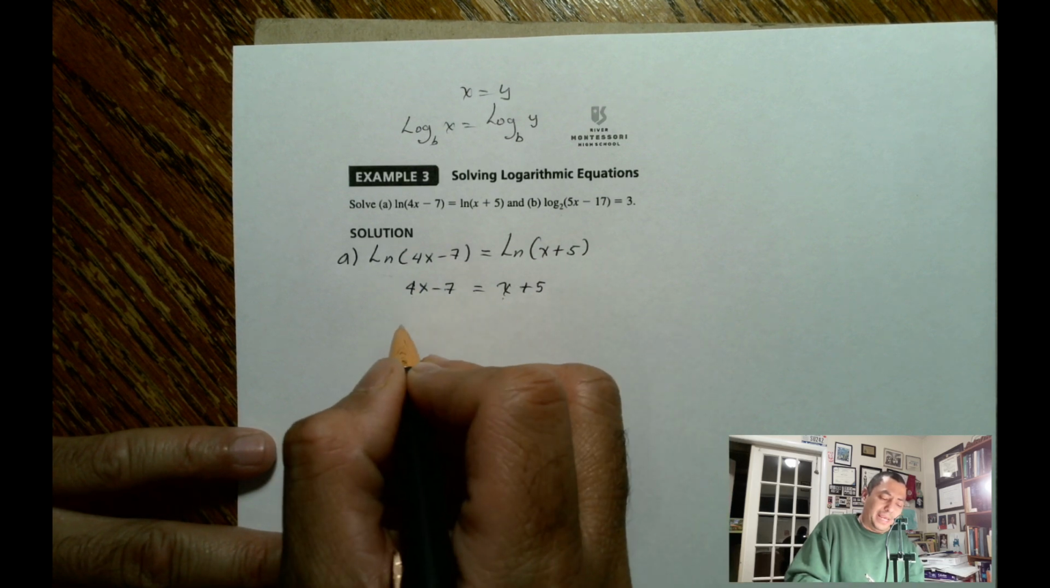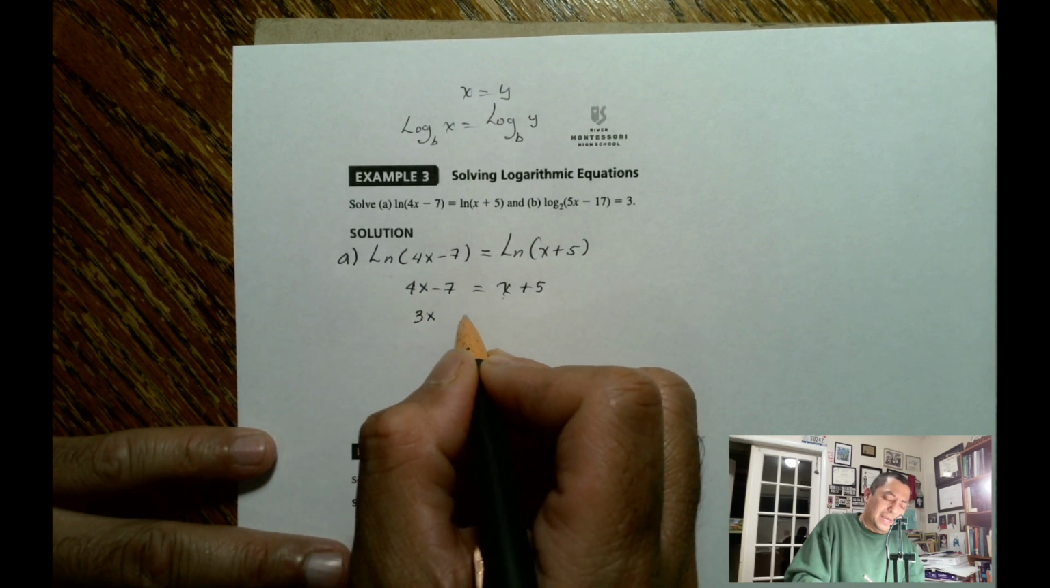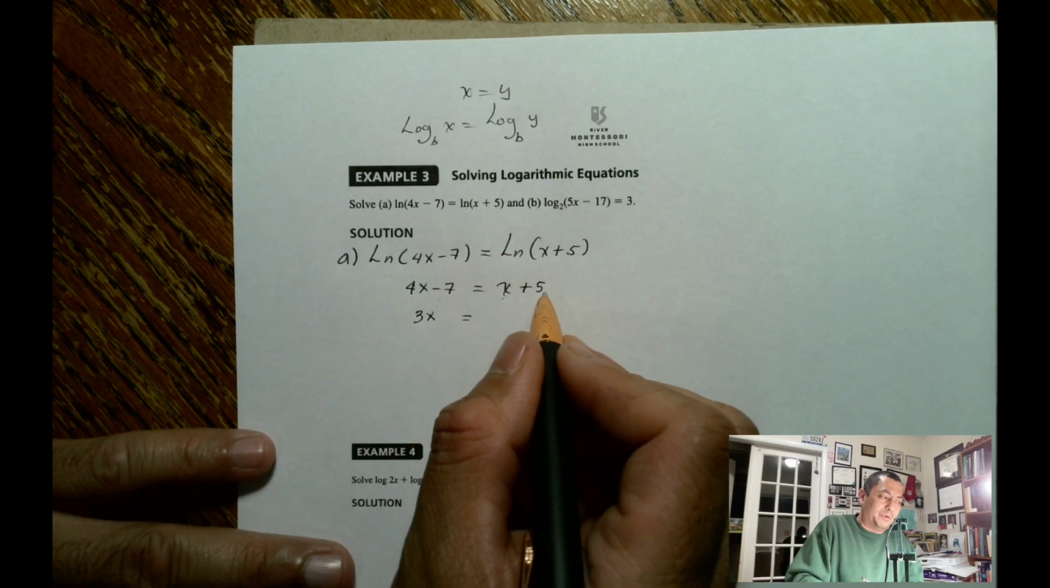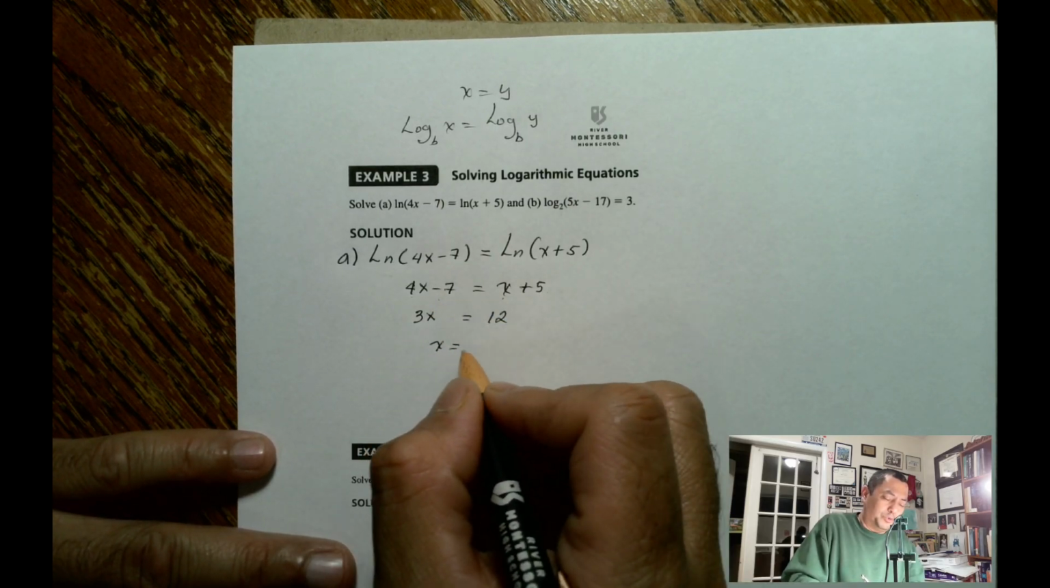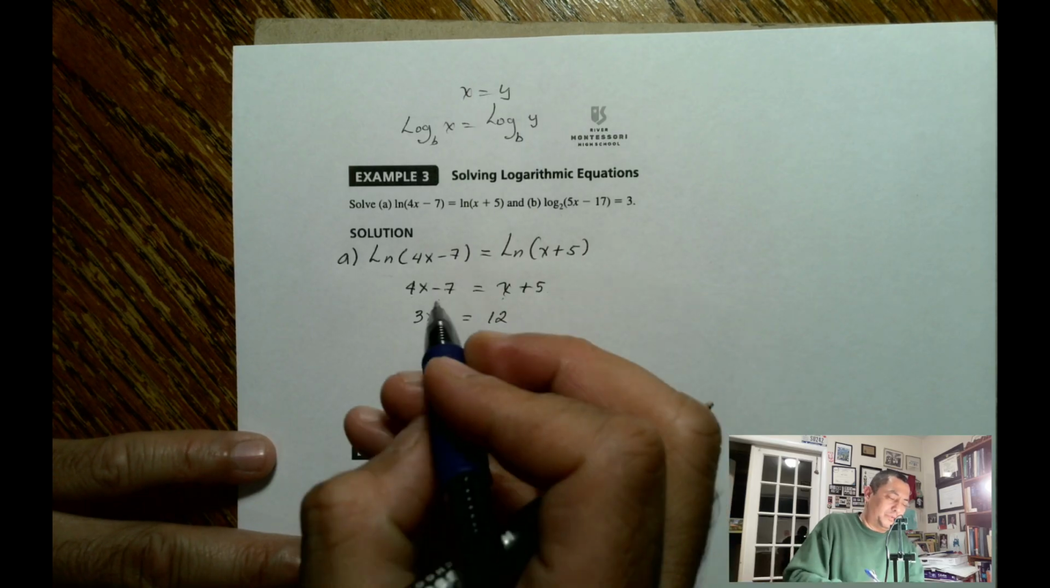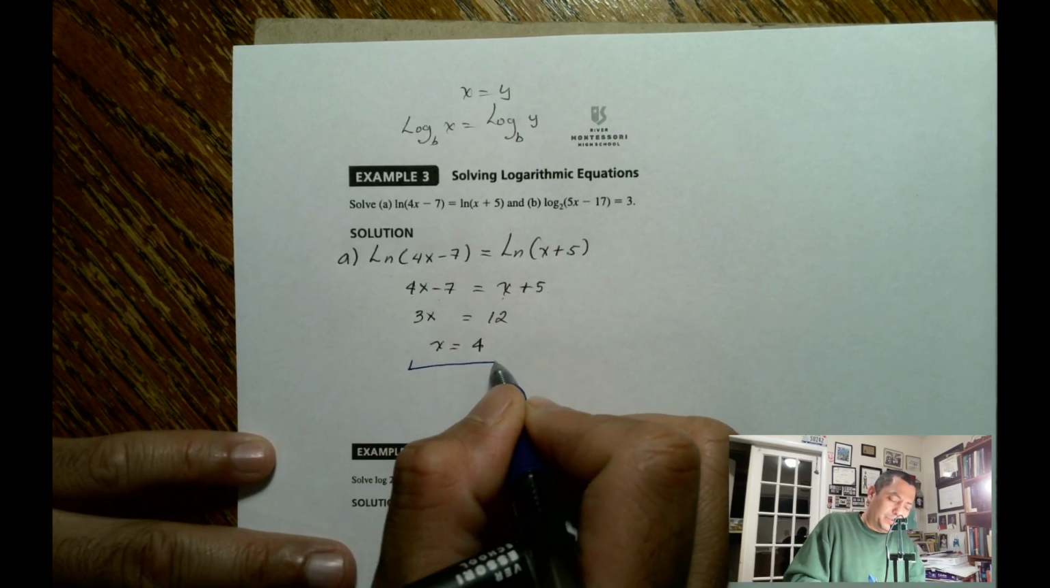I'm going to subtract x, so I have 3x equals... plus 7 on both sides, so I have 12. Then we divide by 3. So x equals 4. That's going to be my solution to this problem.